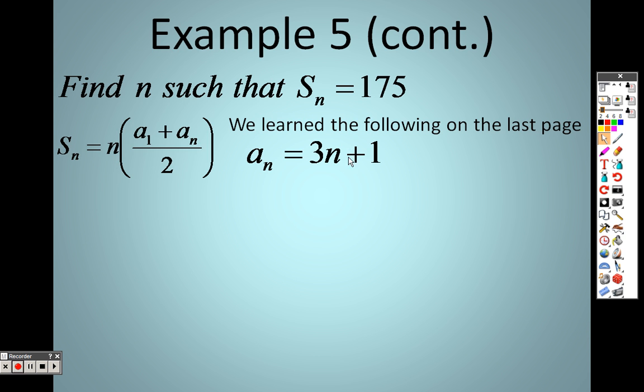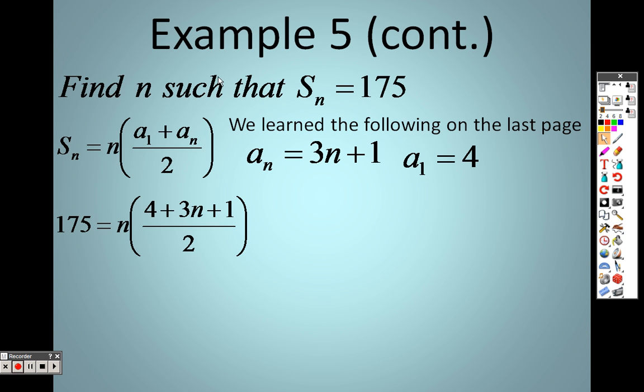175 goes in here. A sub n, I know what that is. That's 3n plus 1. So I can plug that item in right here. And we know what the first term is. It's 4. That's how I plugged all these in. I know the last term, which is right here. I know the first term, which is 4. And a sub n, the last term, is 3n plus 1. So I can plug that in right there. I combine my like terms to get 3n plus 5 over 2 times n.